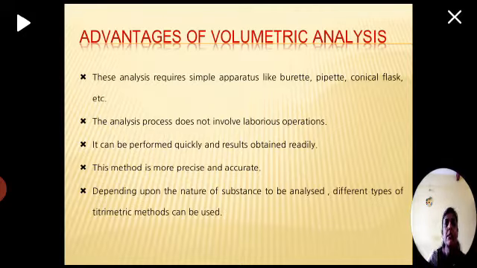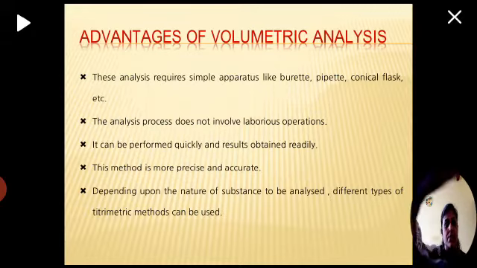Then there are some advantages of volumetric analysis over other methods. What are these? This analysis requires simple apparatus like burette, pipette, conical flask, beaker, which are easily available. This analysis process does not involve laborious operation. It can be performed quickly and we get the results readily. This method is more precise and accurate, and depending upon the nature of the substance to be analyzed, different types of titrimetric methods can be used, which I am going to take after this.